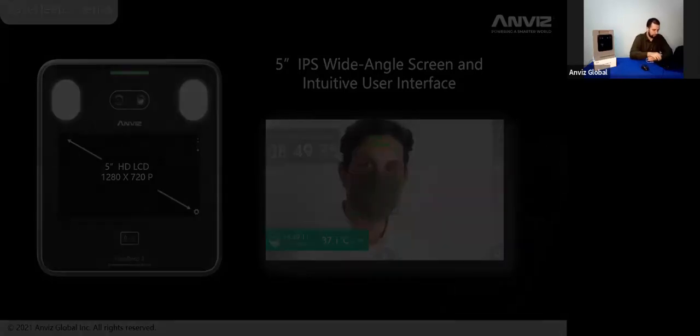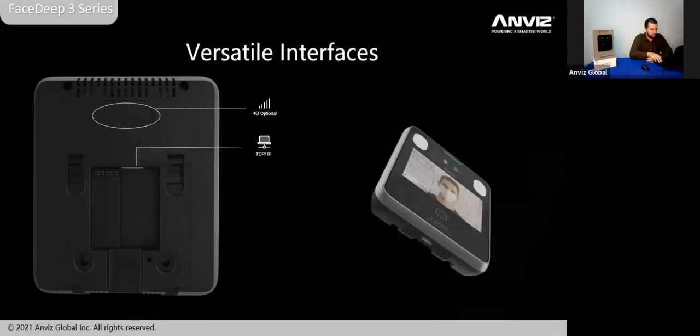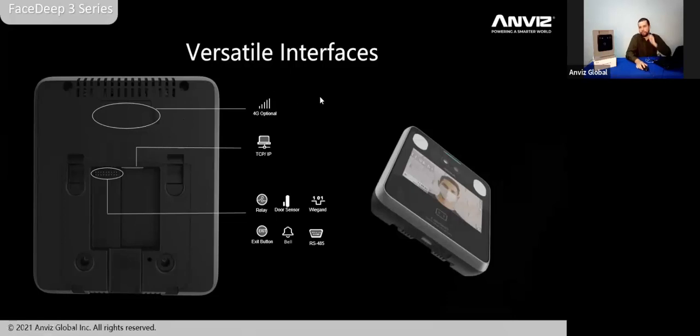So moving on, these are some of the interfaces of the device itself. On the back part of the FaceDeep 3 series, you will be able to see a 4G input as optional. We will have a model, the FaceDeep 3 4G. The standard version doesn't contain that function, but all the other functions I mention are on the standard version. That is the TCP/IP port for Ethernet cable communication, a relay that can be used for access control and also for alarms, for fever or for mask detection, for example. We have a door sensor to check if the door is open or not. We have a Wiegand output that can be used with third-party controllers to make a safer access control. I can give more details later.